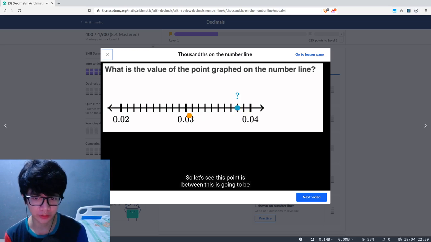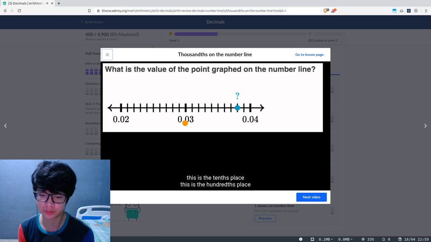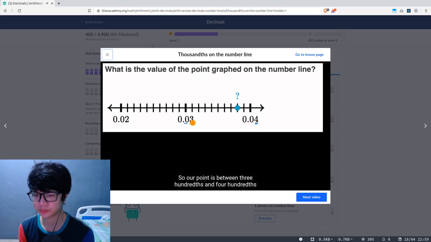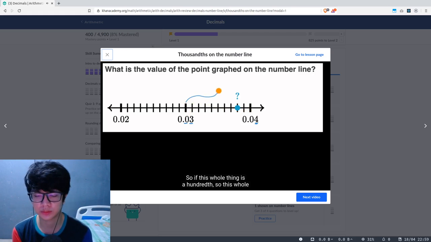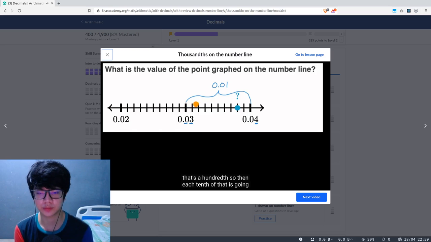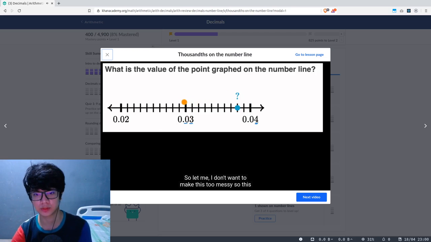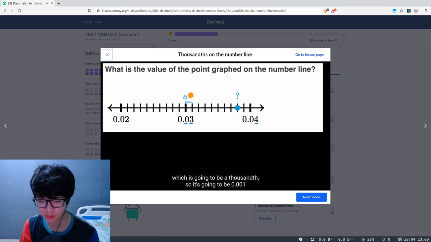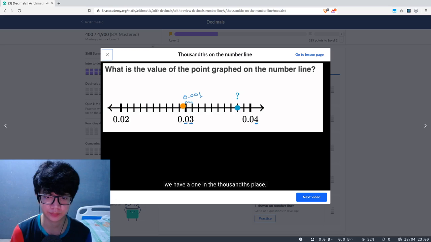So let's see, this is the tenths place, this is the hundredths place. So this over here is 3/100ths, and this over here is 4/100ths. So our point is between 3/100ths and 4/100ths. And the space between 3/100ths and 4/100ths is divided into 10 equal spaces. So if this whole thing is a 100th, equal to 0.01, then each 10th of that is going to be a 1,000th. So let me, I don't want to make this too messy. This right over here will be 1/10th of a 100th, which is going to be a 1,000th. So it's going to be 0.001. We have a 1 in the thousandths place.